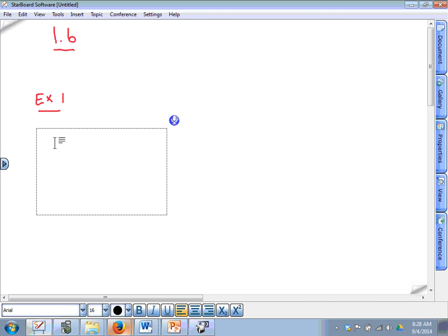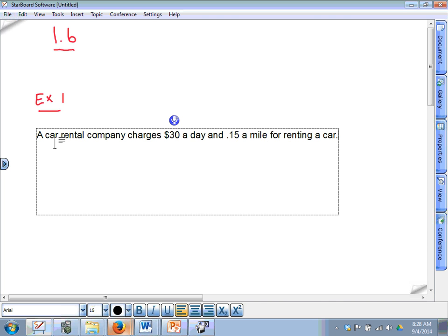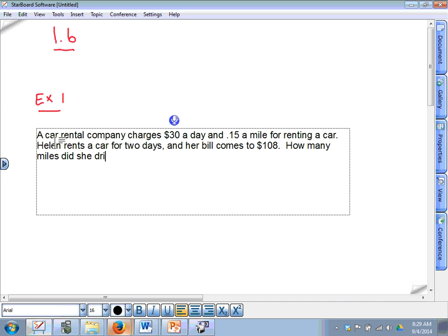Yes. All right. Here's example 1. Look at that. A car rental company charges, you need to write this, $30 a day and 15 cents a mile for renting a car. Helen rents a car for 2 days, and her bill, holy smoke, comes to $108. She must have rented like a Ferrari. How many miles did she drive?